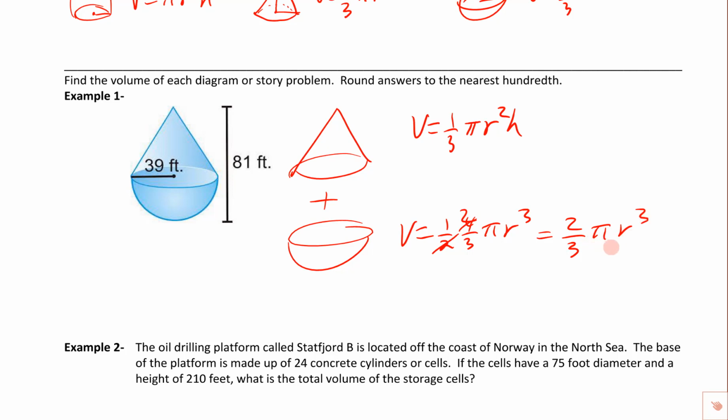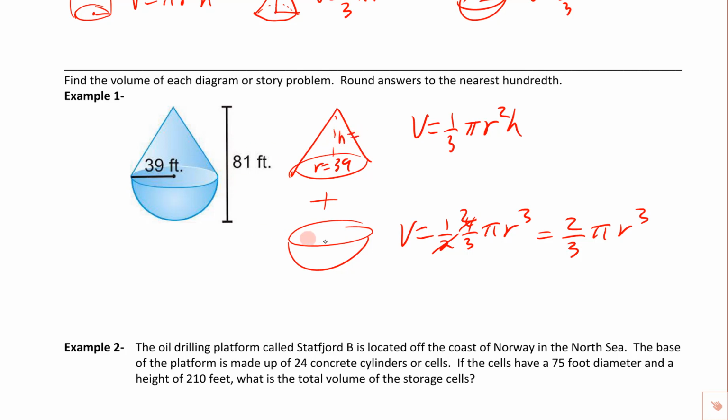So let's take a look. Can we transfer some information over here so that we can get the dimensions that we need? Well, the radius on this one is 39. There's no doubt about that one. We do need to know how tall it is. Now that might be a little bit trickier. So let's take a look here. We need to know what the height is.